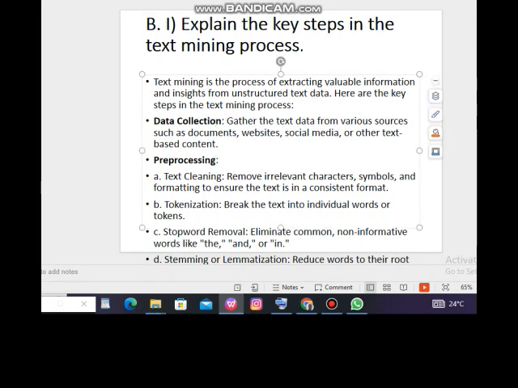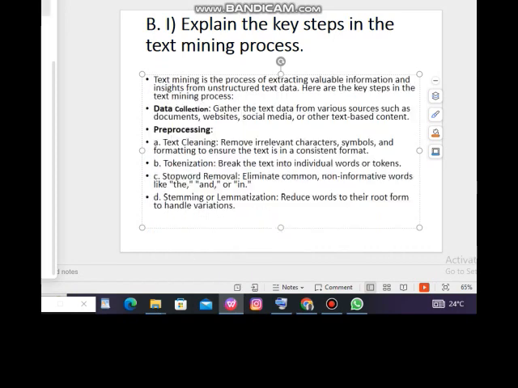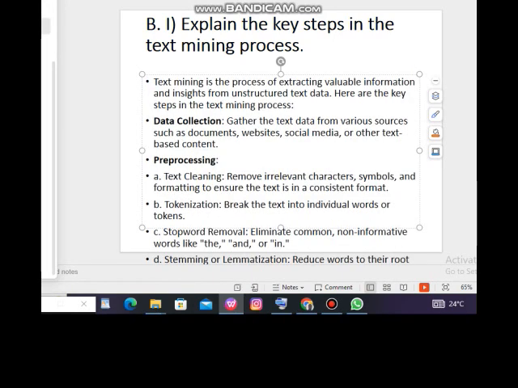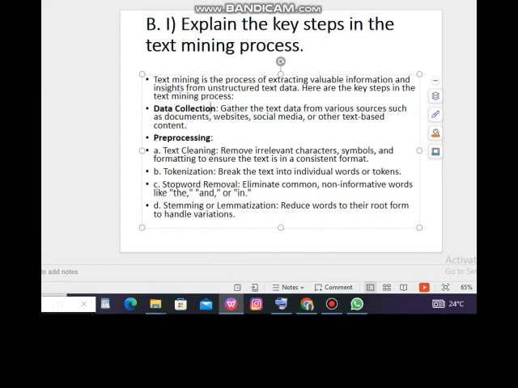Explain the key steps in the text mining process. Text mining is the process of extracting valuable information and insights from unstructured text data. Here are the key steps in the text mining process. Data collection. You have to gather the text data from various sources like documents, websites, social media, or other text-based content. Pre-processing. Text cleaning.